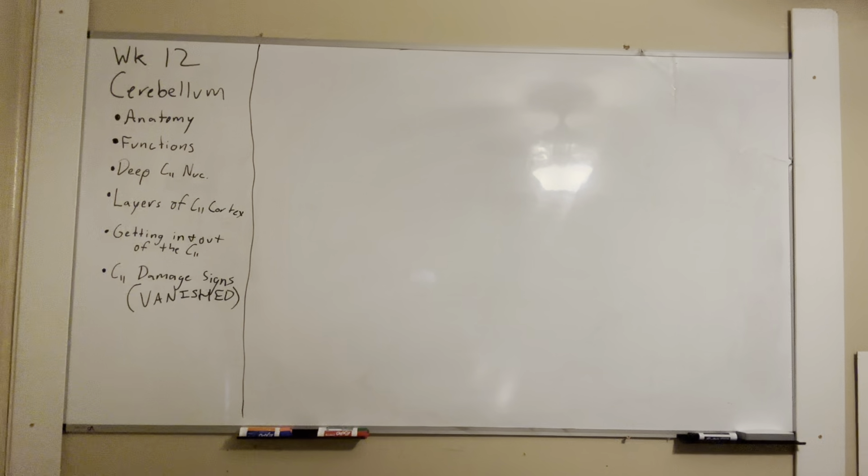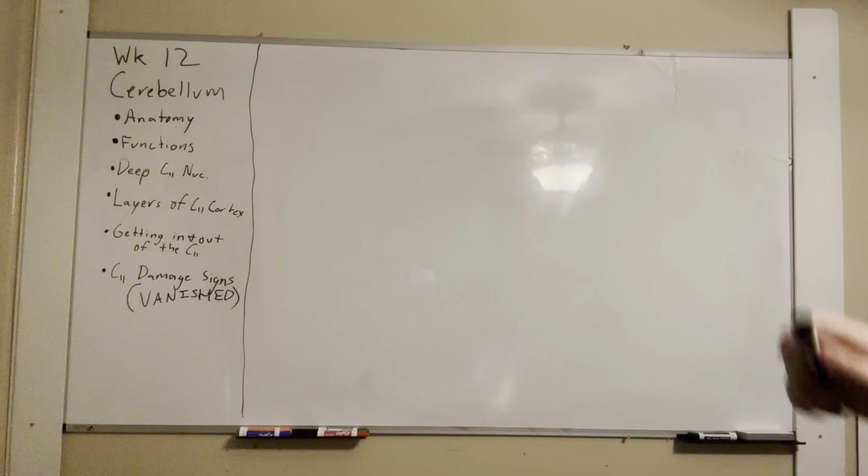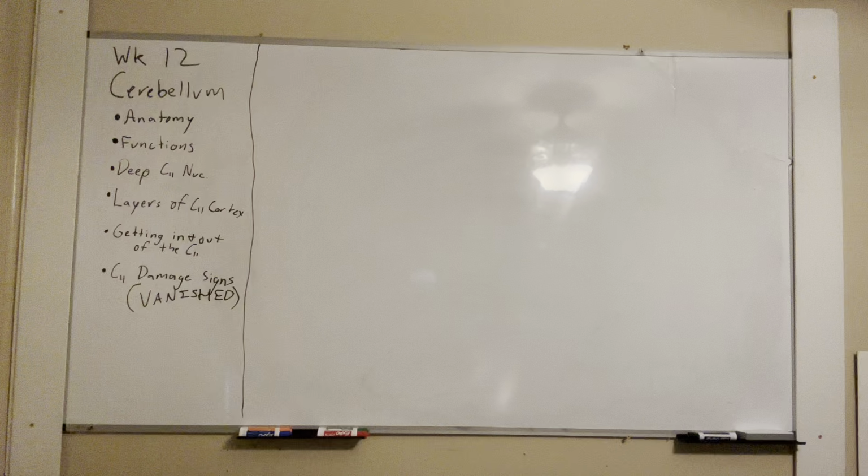All right, guys, so in week 12, we're going to be learning all about the cerebellum. The main things we're going to go over this week are the general anatomy, and we're going to look at two different ways that we can split the cerebellum. We're going to be looking at the functions, the deep cerebellar nuclei, the layers of the cerebellar cortex, how you get in and out of the cerebellum, and then if we have cerebellar damage, what kinds of signs our patients are going to show.